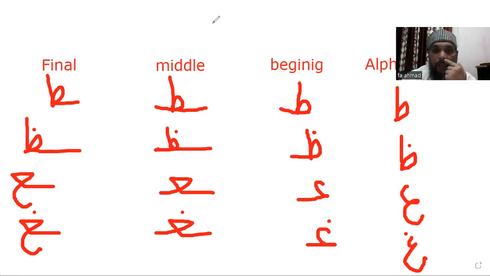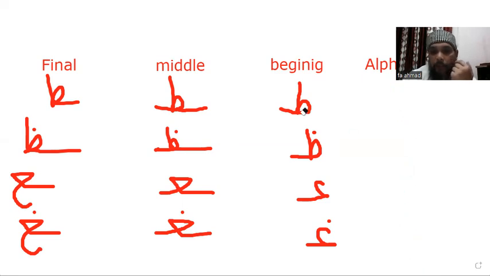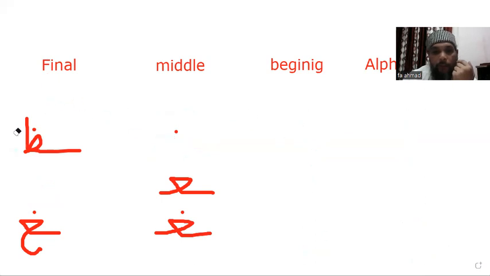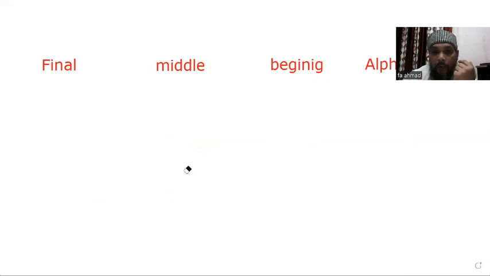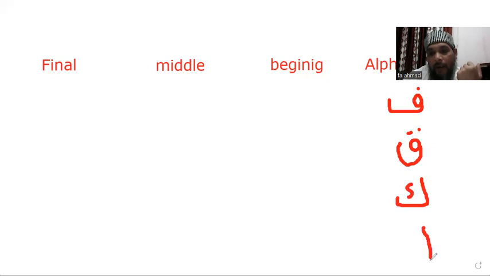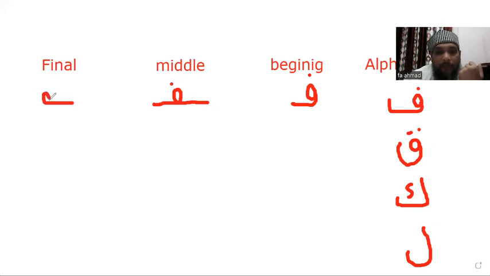Now next, first remove it. Ta, Za, Ain, Ghain. Now Fa, Kaf, Lam. Now Fa: make a circle and go straight. Fa, before a connector, make a circle, middle shape, and before a connector, full shape. Fa. Now Kaf: make a circle and go straight, but put two dots.